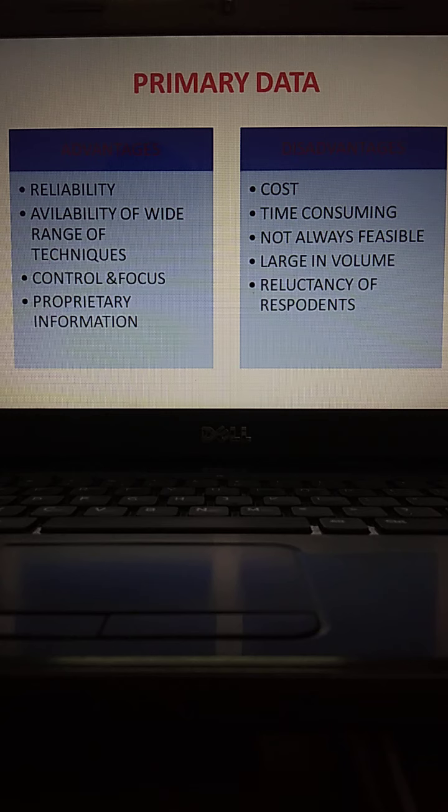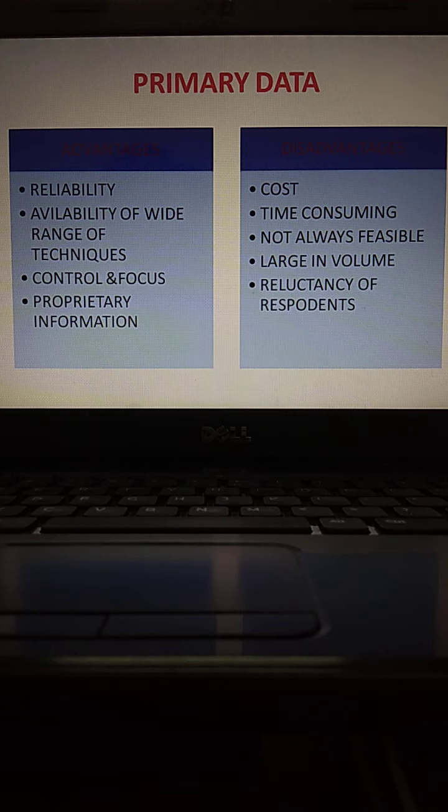So what is that? Control as well as focus. You are particularly focusing on the objects of your research, and based upon that you collect the data. Hence, the primary data is going to have more control as well as more focus.